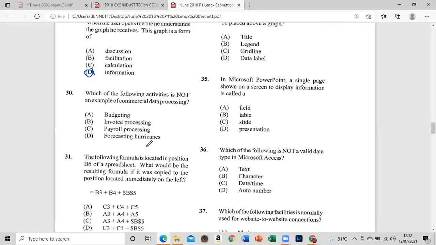All right, so 30, which of the following activities is not an example of commercial data processing? And that would be the hurricane one, right?